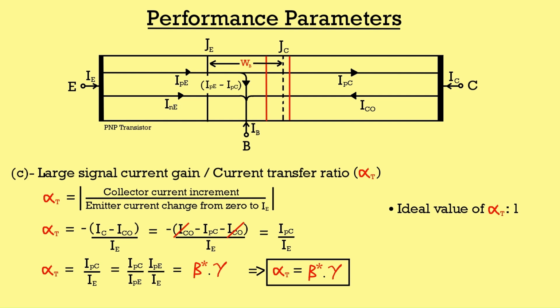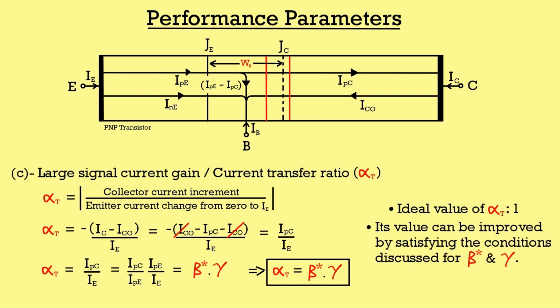Its ideal value is also equal to 1, as it is the multiplication of transport factor and emitter injection efficiency. If we have to improve its value, then the two conditions which we discussed, one for improving the emitter injection efficiency and the one we discussed for improving transport factor, need to be satisfied.